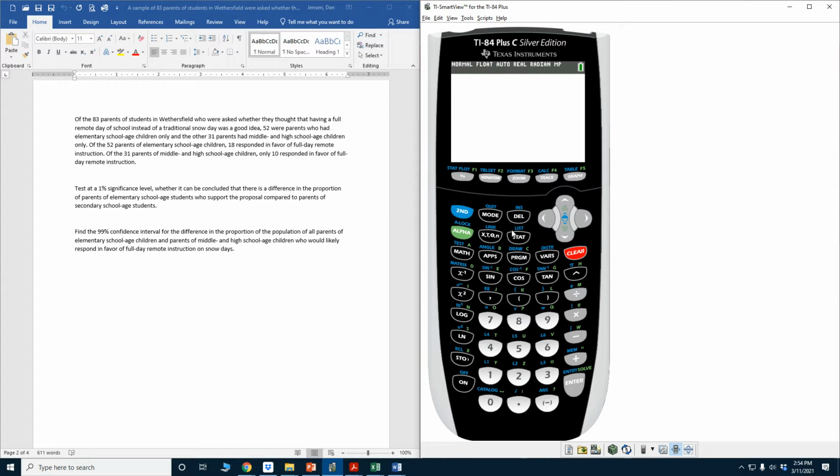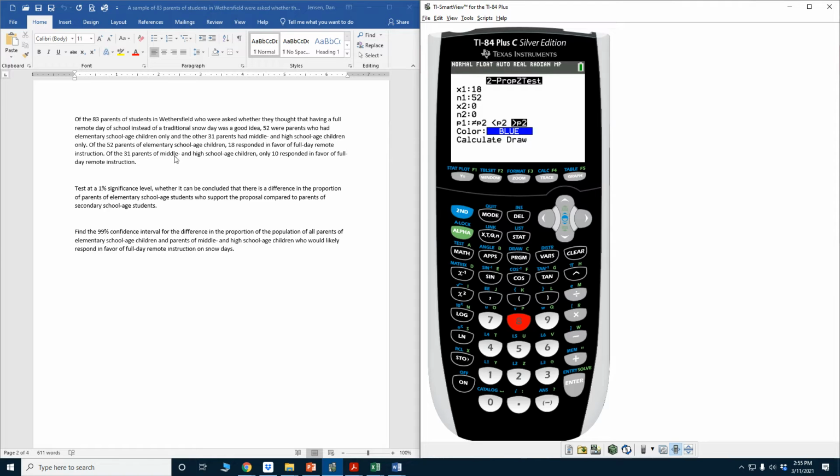So in the graphing calculator, to test the difference of the proportions, we're going to go to Stat, Test, and we're doing number 6, a two-proportion z-test. So we're going to select number 6, the two-proportion z-test, and I'm going to let group 1 be the first group, the parents of elementary school-age children. Okay, there were 52 of them. Notice of the 52 parents of elementary school-age children, 18 responded in favor of full-day remote. X is the number of the 52 who responded in favor.